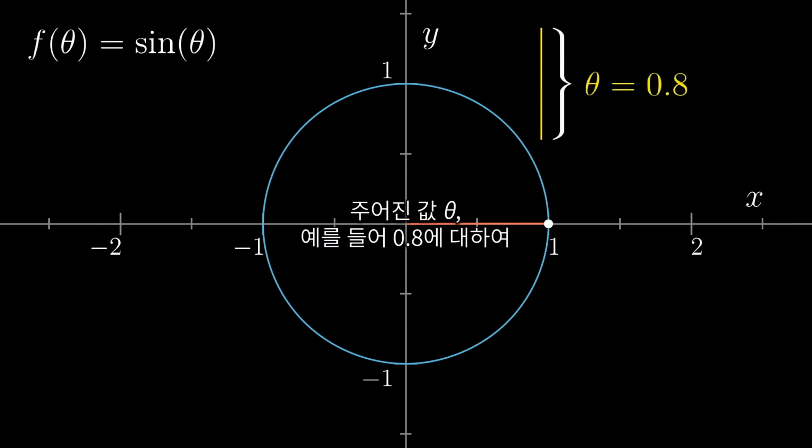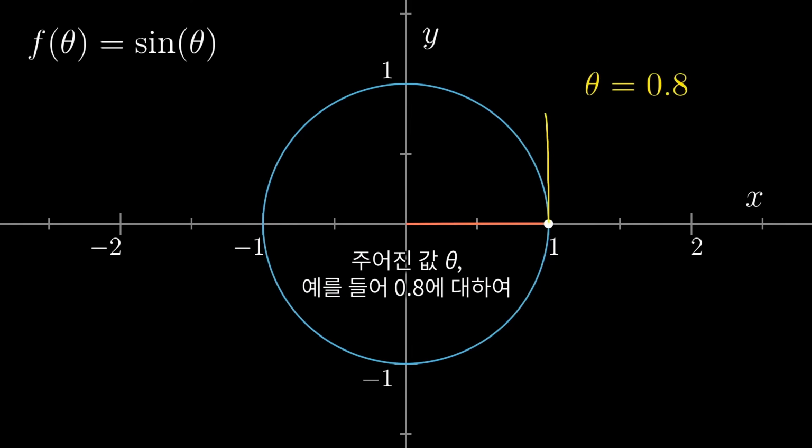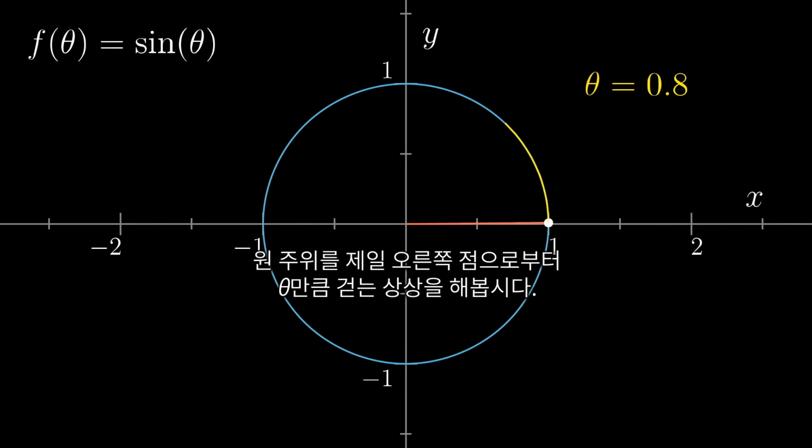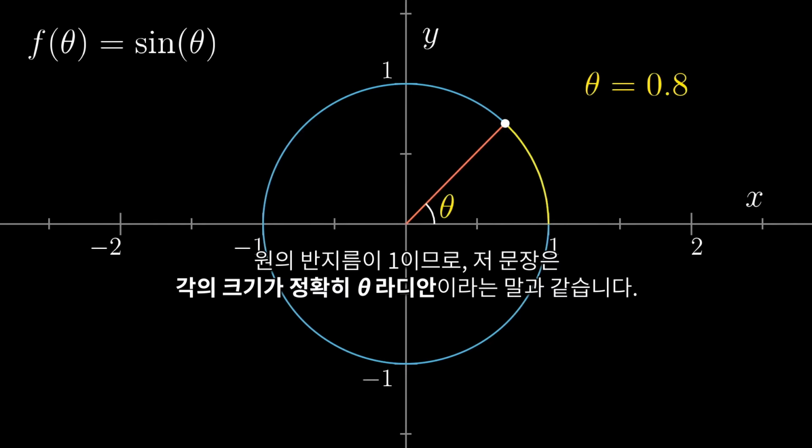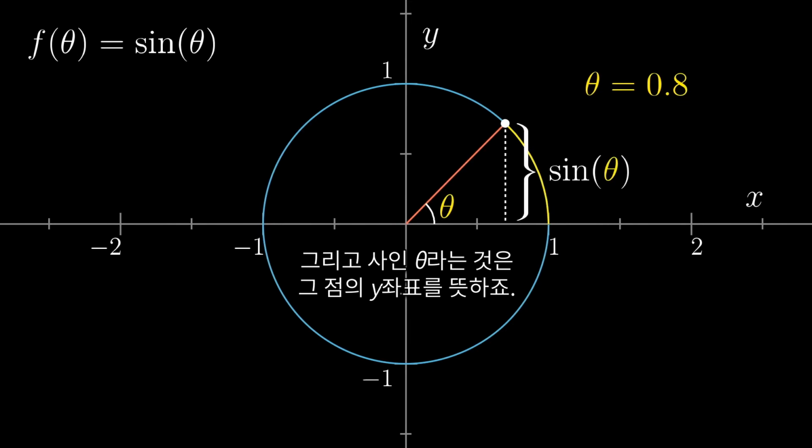For a given value of theta, like say 0.8, you imagine yourself walking around the circle starting from the rightmost point until you've traversed that distance of 0.8 in arc length. This is the same thing as saying that the angle right here is exactly theta radians, since the circle has a radius of 1. Then what sine of theta means is the height of that point above the x-axis.